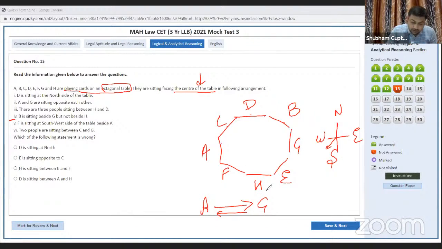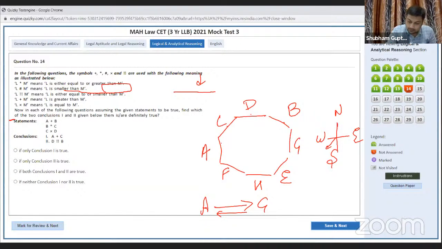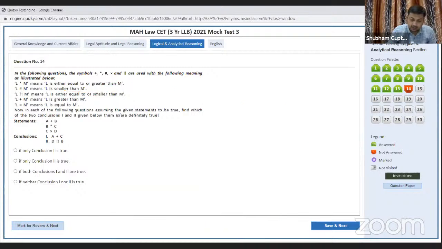So which of the following statement is wrong? D is sitting in the north. That is part of the question. E is sitting opposite to C. Correct. H is sitting between E and F. Correct. D is sitting between A and H. Wrong. Next. Okay. So these are very time-consuming questions. So let's draw.